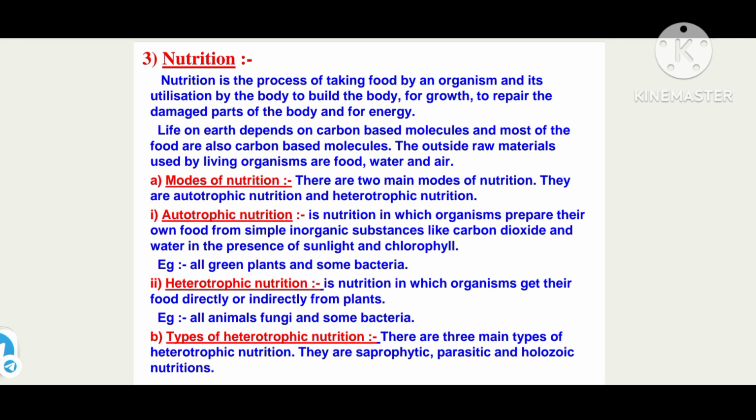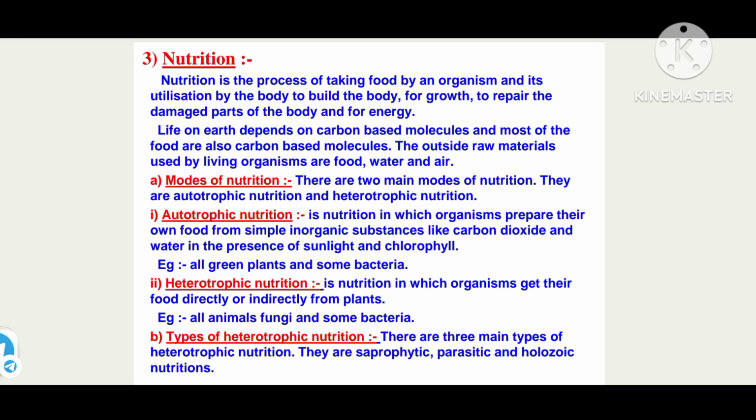The outside raw materials used by the living organisms are food, water and air. We all know that life on earth means all the organisms which are surviving on the earth have life, and we know that most of the food materials are made up of carbon molecules. The outside raw materials used by the living organisms are food, water and air.